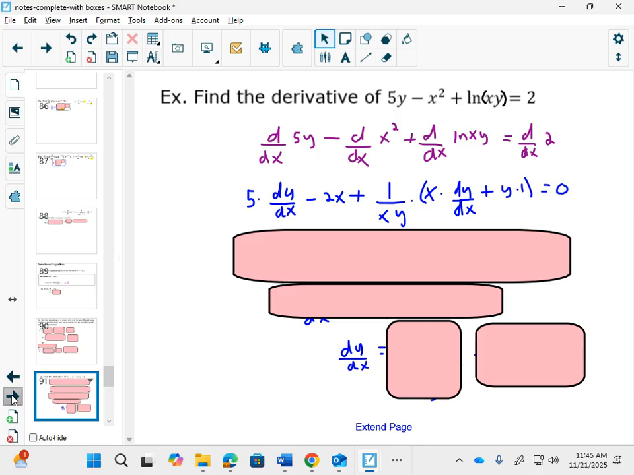Derivative of natural log of xy is going to have a product rule inside, and it's a chain rule. So inside of the natural log, I have xy. So how do I do a chain rule? Well, I do derivative of the outside function, 1 over xy. Then I multiply by the derivative of the inside, and the derivative of the inside is a product rule. So I keep one the same, derivative of the second, then keep the second the same, derivative of the first. And then, of course, the derivative of 2 is 0.